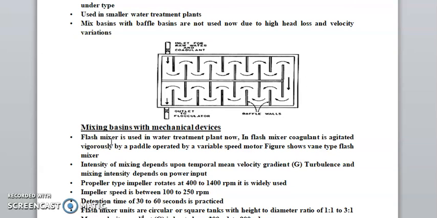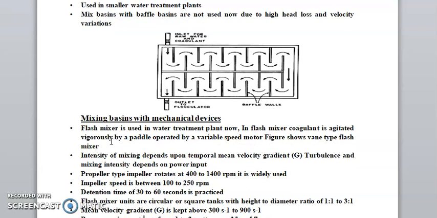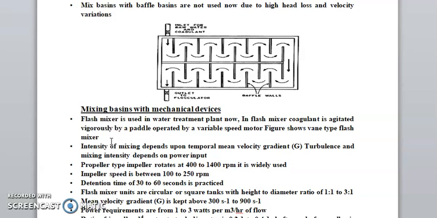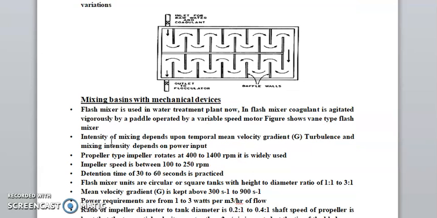The flash mixer has coagulants and a variable speed motor, as the figure shows. Mixing depends on the mean temporal velocity gradient and turbulence. Propeller type impellers rotating at 400 to 1400 rpm are widely used. Impeller speed is 250 mm. Detention time is 30 to 60 seconds. Mean velocity gradient is kept at 300 s⁻¹ to 1000 s⁻¹. Power requirement is 1 to 3 watts.